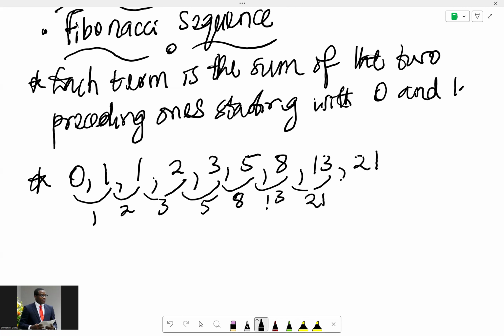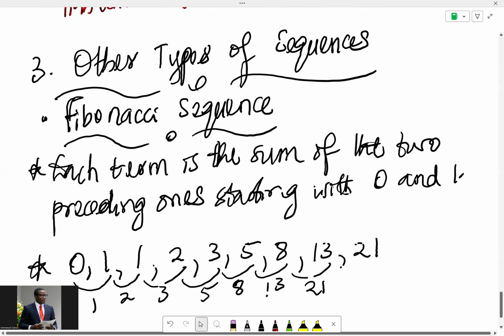It will interest you to know that this Fibonacci sequence actually has some implications in biology and features in plants and even humans, right? I think it has a connection with beauty in human beings generally, I think. So we'll explore that as we move on later.